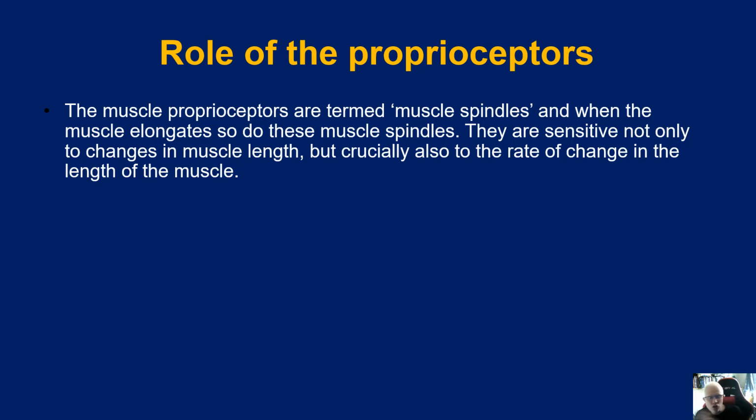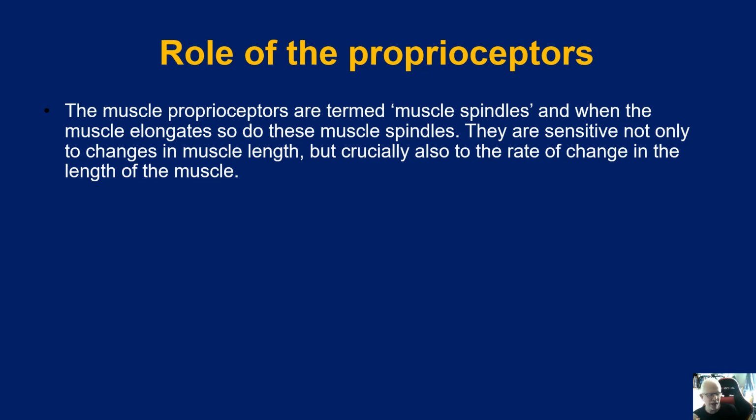Because as the muscle elongates, so do these spindles. And that should tell you straight away that if they are, in essence, responding to the elongation of the muscle, they must be sensitive to changes in muscle length. Through the process of neural feedback, they are monitoring the change in length within the muscle, and therefore they're able to determine whether the muscle is at a maximal point of elongation.